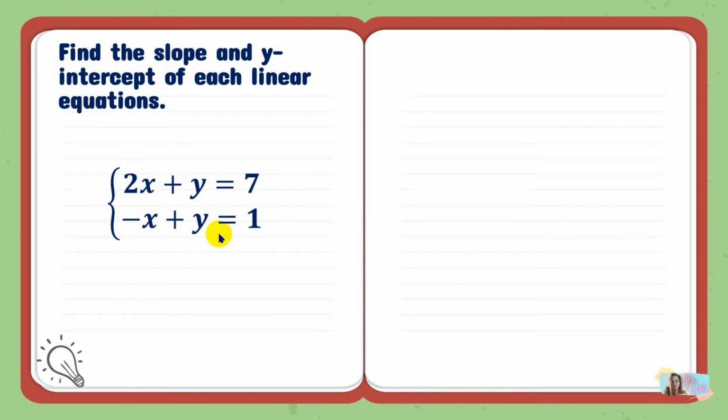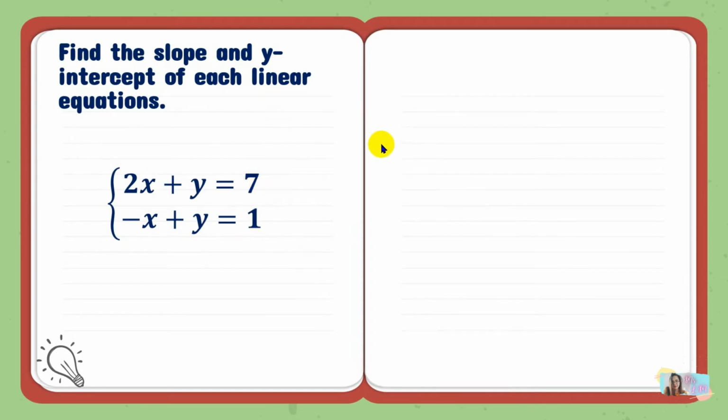And to determine the kind of system na meron siya, or ano nga bang kind ng system siya, the first thing to do is to find the slope and y-intercept of each linear equation. And to do that, we have to rewrite each equation into slope-intercept form. So how are we going to do that?